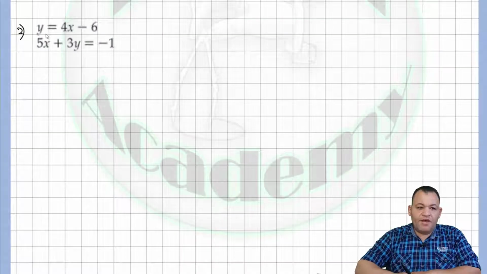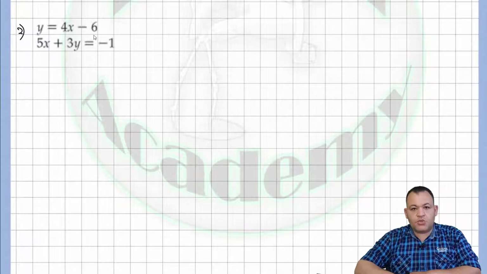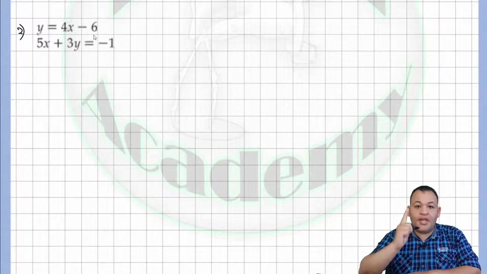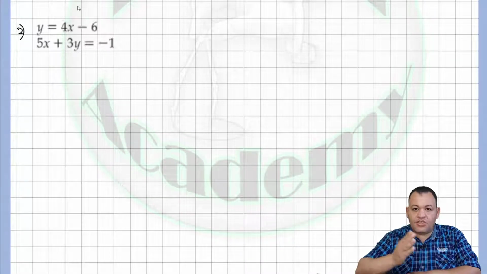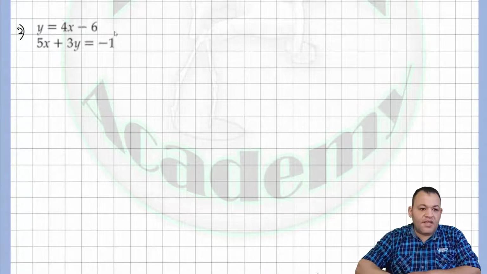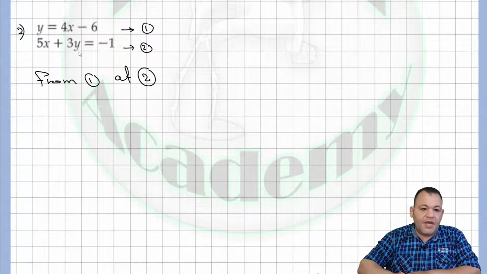In question number 2, we have y equals 4x minus 6 and 5x plus 3y equals negative 1. We need to solve the system. As we said before, to solve the system of equations by substitution, we need one equation that has one variable on the left-hand side and all of the expression on the right-hand side. We will find that in equation number 1. So that's equation number 1 and that's equation number 2. In the same way, we can say from 1 to 2. It means replace each y with 4x minus 6.